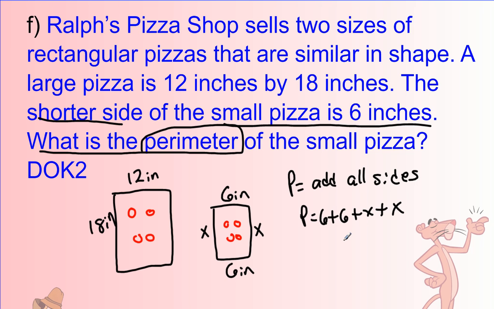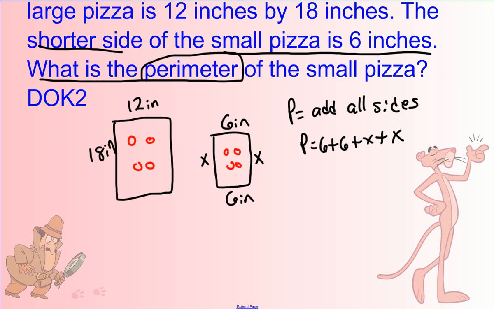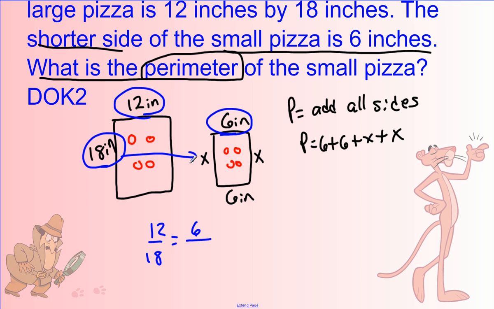If I can find out what this x is, this one missing side, I can find the perimeter, and I'm done. So let's do that. These two shapes are similar. It said so in the problem. Similar shapes, you can find a missing piece using a proportion. So 12 corresponds to 6. 18 corresponds to the x.